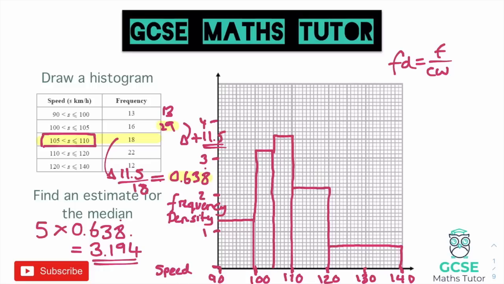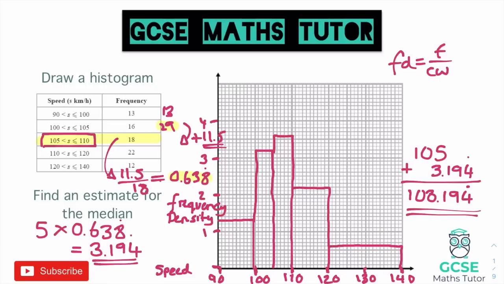So if we add that on to finish it off, let's just do it over here. So 105 plus 3.194 recurring, we get a final answer of 108.194 recurring. There we go, and that is in kilometres per hour. So that would be our final answer, 108.194.